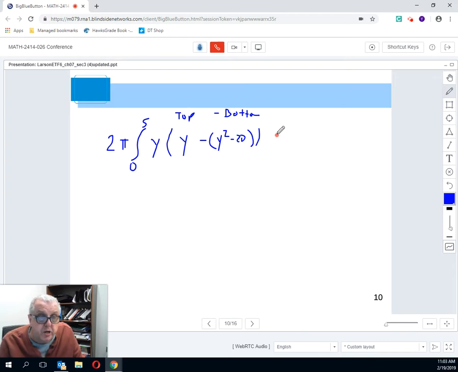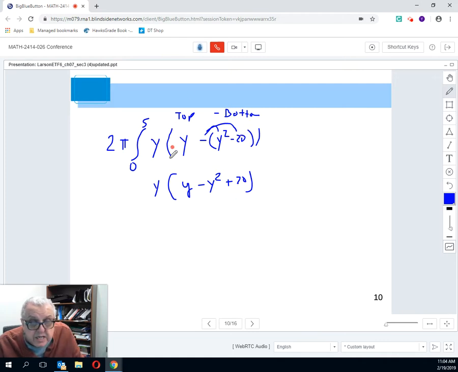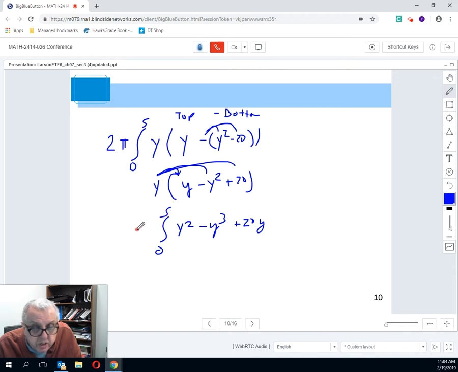So I'm going to distribute this negative sign first. I have y minus y squared plus 20. A negative times y squared is negative y squared. A negative times a negative is a positive 20. Now I'm going to distribute this y, and I get y squared minus y to the third plus 20y. And we're still integrating from 0 to 5 with a 2 pi in front.